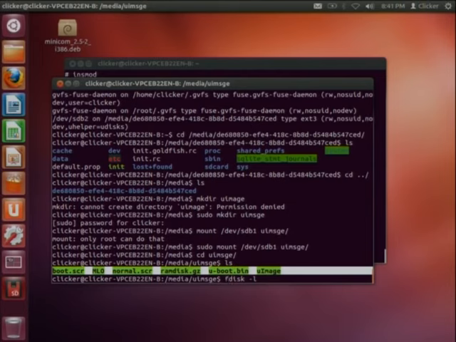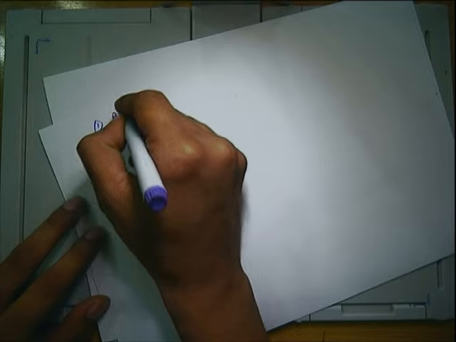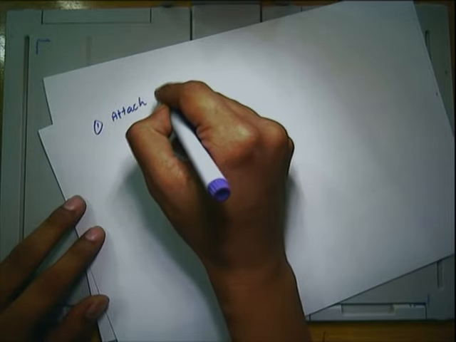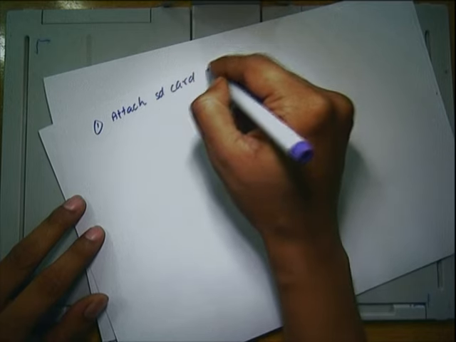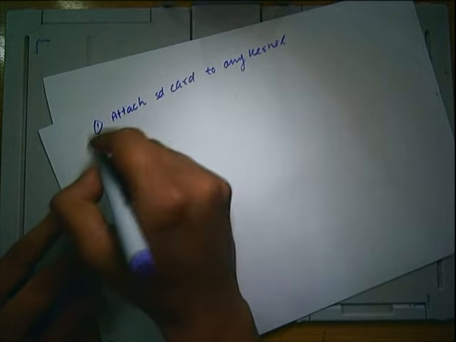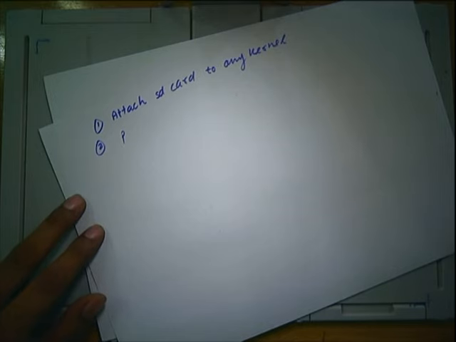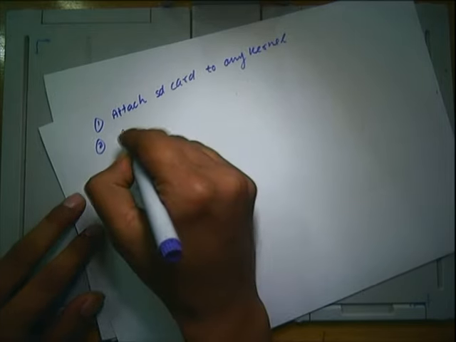So the steps are mentioned on the site. You have this card, you first attach this SD card to any Linux box where you have built your kernel, cross-compiled for BeagleBoard. The minute you attach this SD card, Linux is going to show you that there is a device attached, so you need to partition that.